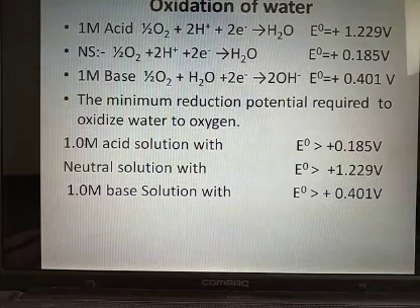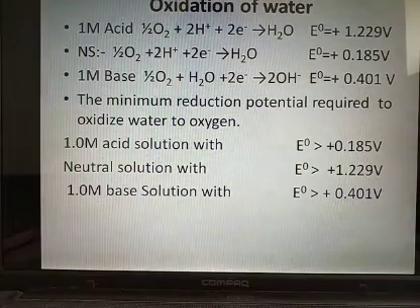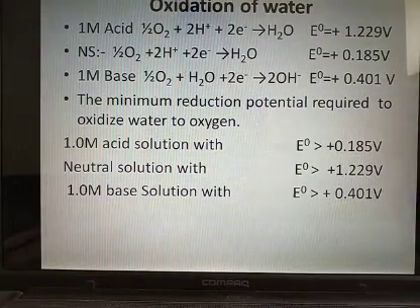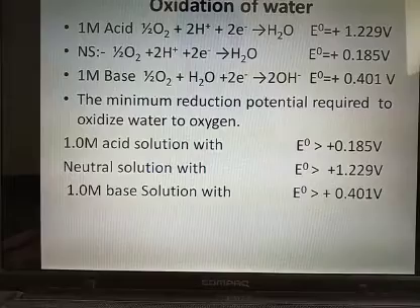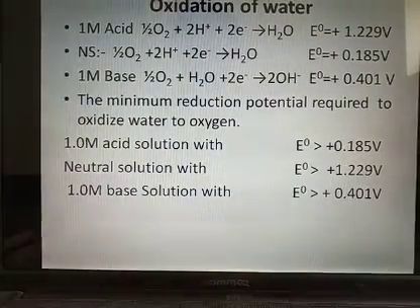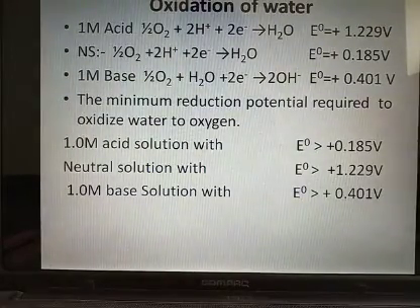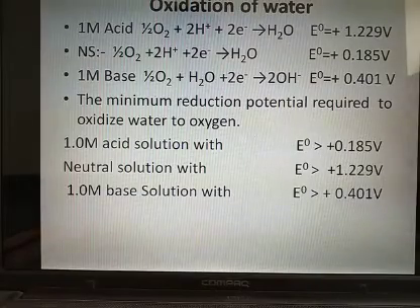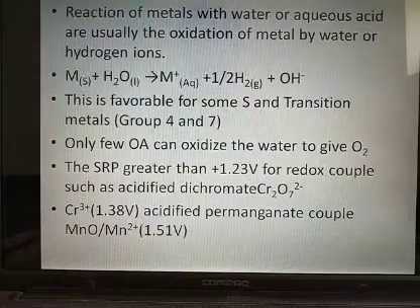So hydrogen in reduction and then oxygen in oxidation: the values are positive 1.229 volts in 1 molar acid solution, positive 0.185 volts in neutral solution, and then positive 0.401 volts in 1 molar base solution, relative to the standard electrode potential.